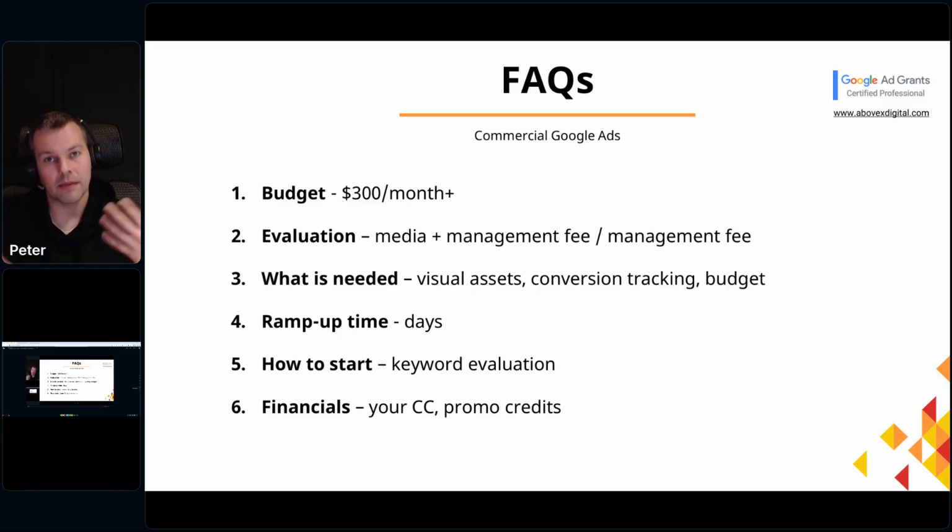Evaluation. When you think about, okay, am I going to do commercial or not, people try to compare. So we always say, look, when you run a commercial campaign, your fees are the media fees that you pay to Google, and then a management fee if you hire us. If you run a grant campaign, there's no media fee. The only fee that you pay is the management fee, which is typically lower. And then you have different results. Obviously, commercial will perform better, but you have higher cost. So you should look at the complete costs in each alternative divided by the results you can get, and that's the number that you should compare. Now, what is needed?